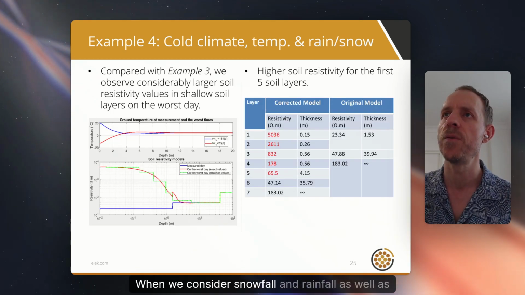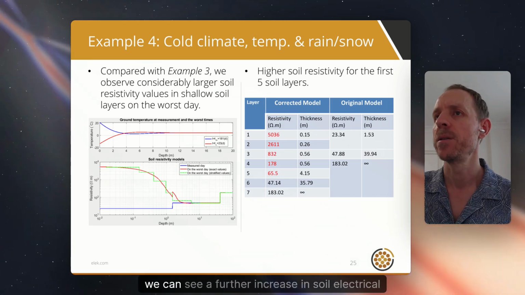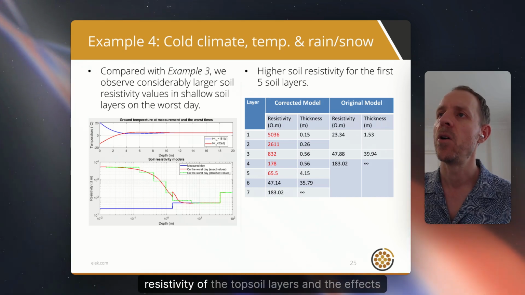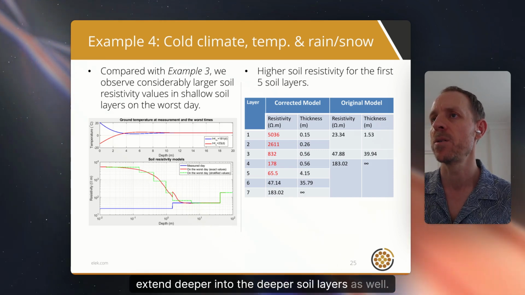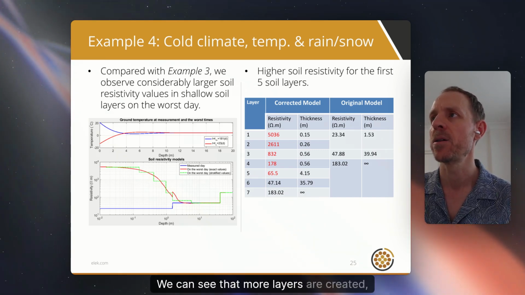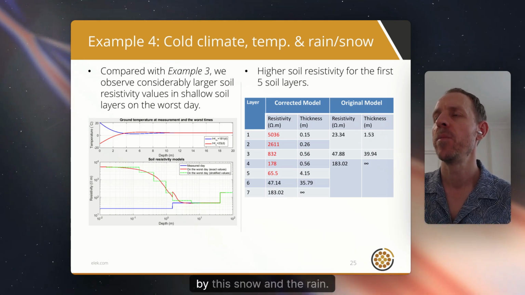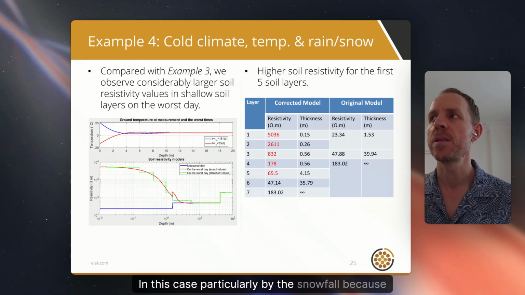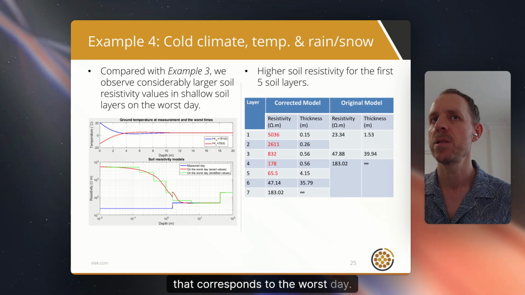When we consider snowfall and rainfall, we can see a further increase in soil electrical resistivity of the topsoil layers, and the effects extend deeper into the deeper soil layers as well. We can see that more layers are created, more layers are affected by the snow and the rain. In this case, particularly by the snowfall, because that corresponds to the worst day.